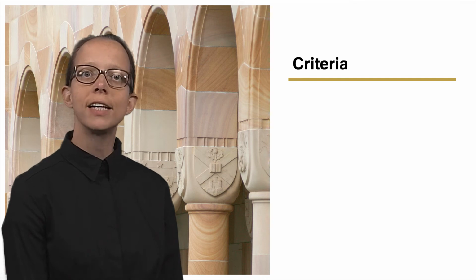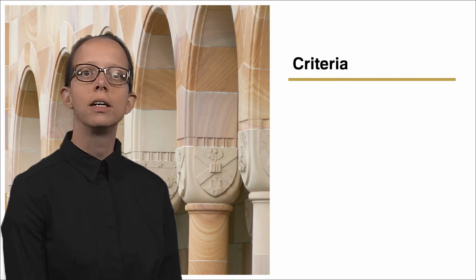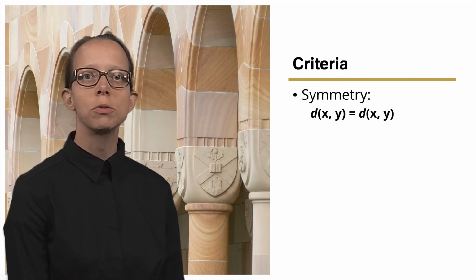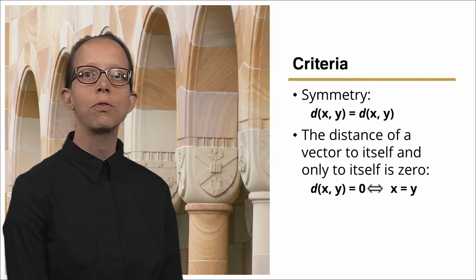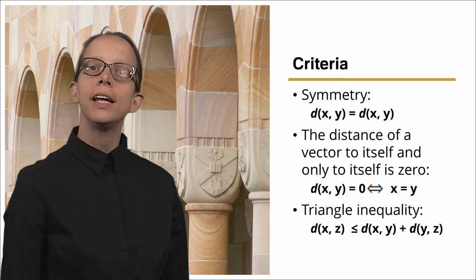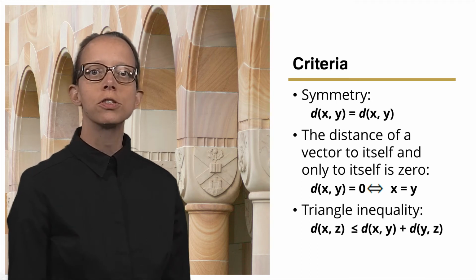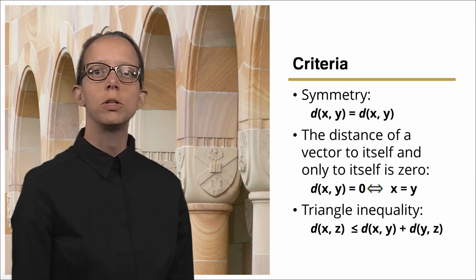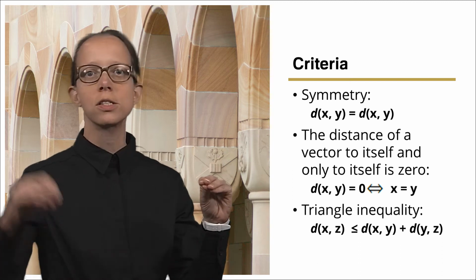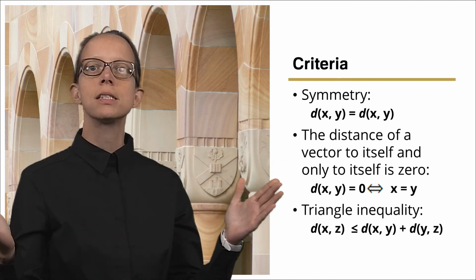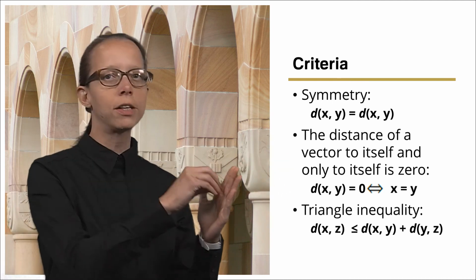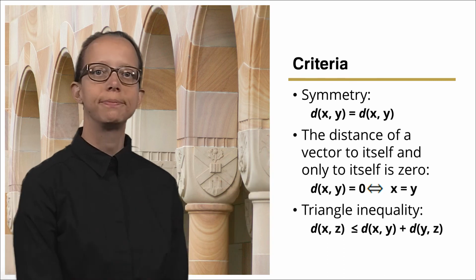A distance measure has to comply with a few criteria. One is symmetry, as demonstrated by this equation. And another is the distance of a vector to itself and only to itself is 0. In addition, most distance measures fulfill the triangle inequality, which holds that if we travel from x to z with an intermediate stop at y, the combined distance is at least as long as going directly from x to z.